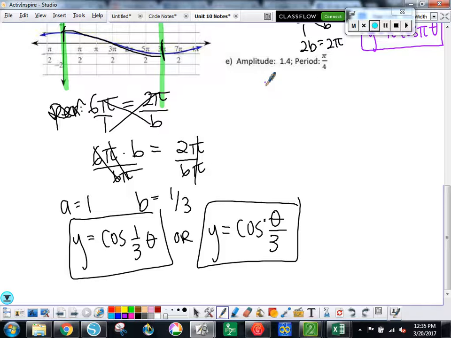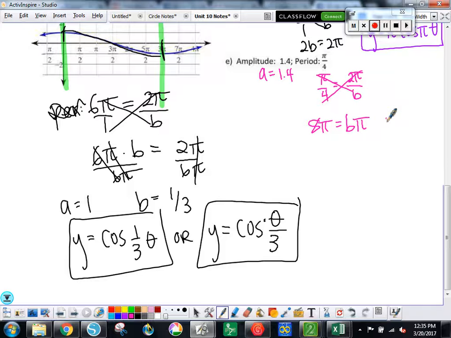Okay, let me finish this, then we're done. All right, let's finish this off. So if you're working on your homework, give me 30 more seconds and we're done. So amplitude, A equals 1.4. I don't know what B is, and I need to in order to finish this problem. But if the period is pi over 4, and the formula for a period is what? How do I use that? Cross multiply.